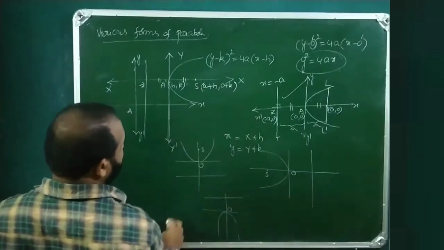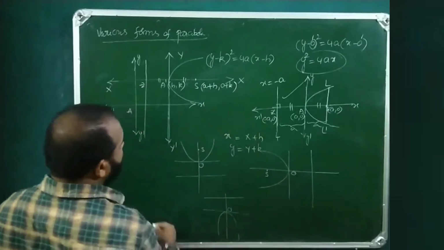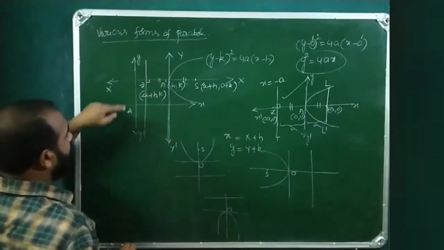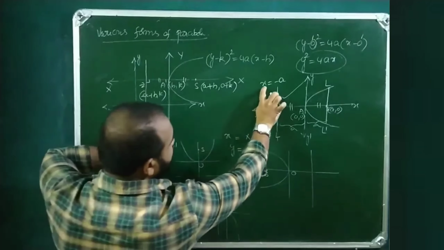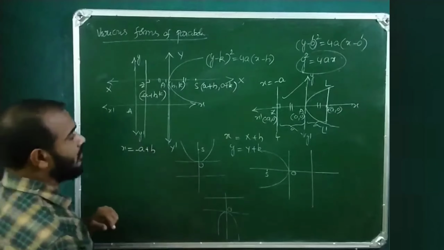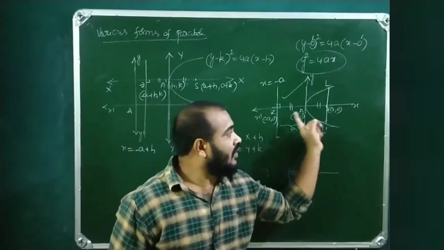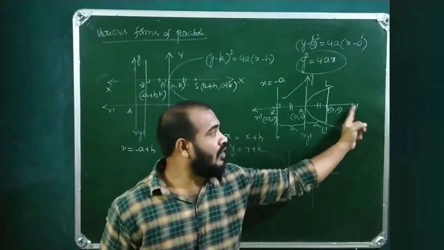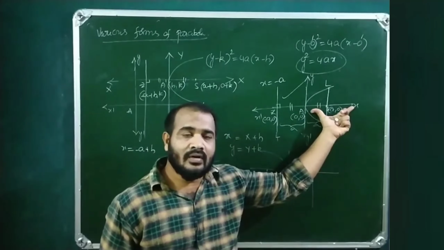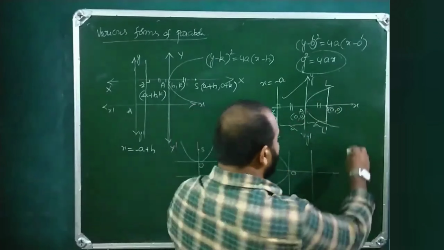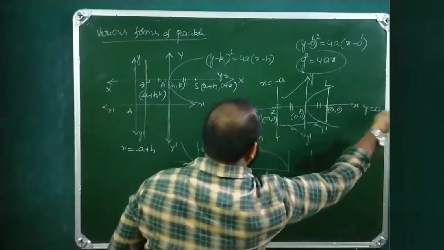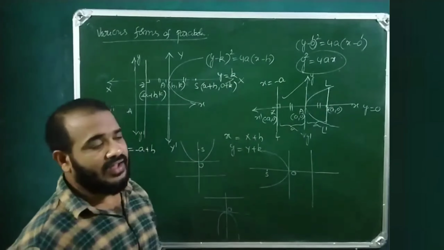So if the focus is (a plus h, k), this point I am talking about is (minus a plus h, k). And the equation of this line, since this is x equals to minus a, would be x equals to minus a plus h. And the equation of the principal axis, which is the x-axis, is y equals to 0. But here it is y equals to 0 plus k, y equals to k.